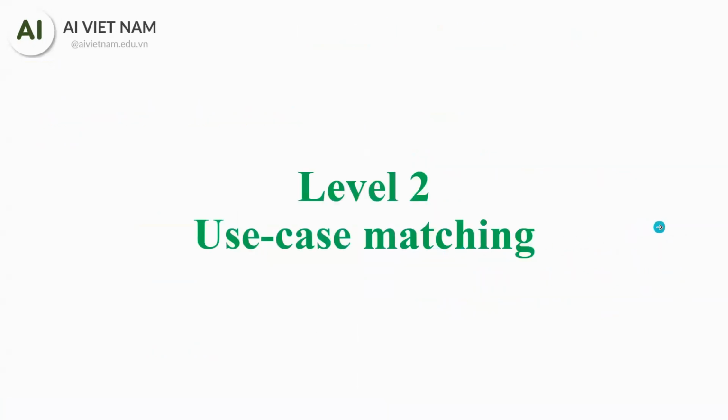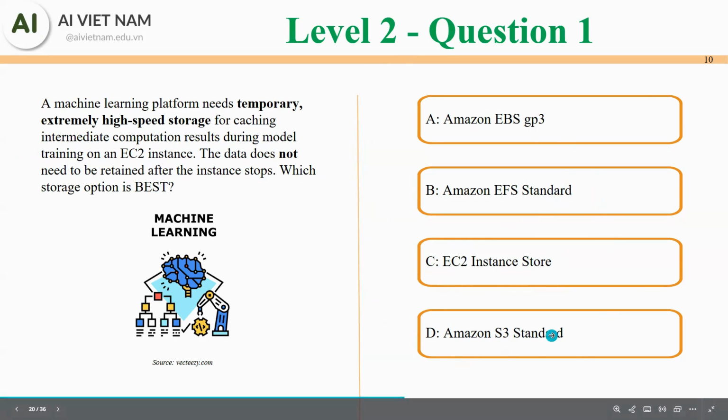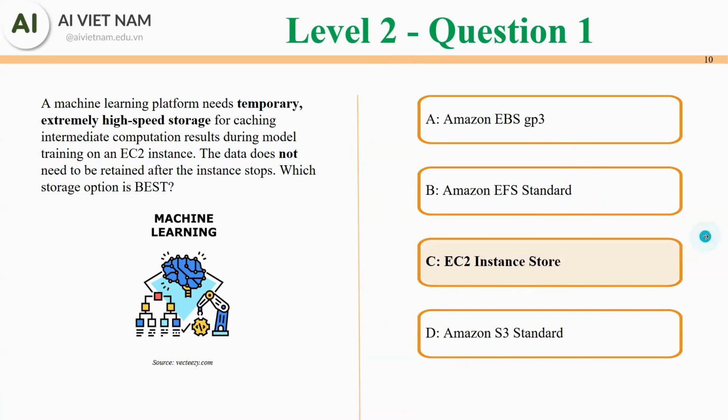So next we have 3 questions about use case matching. Question 1. A machine learning platform needs temporary, extremely high speed storage for caching intermediate computation results during model training on an EC2 instance. The data does not need to be retained after the instance stops. So which is the best option here? We have 4 options, and the correct one is the EC2 instance store.